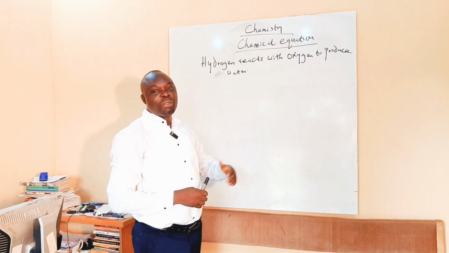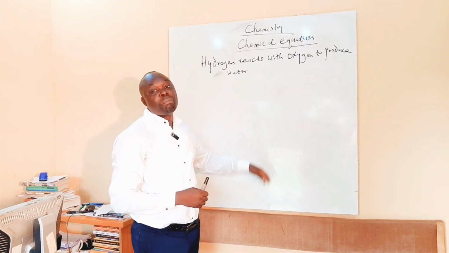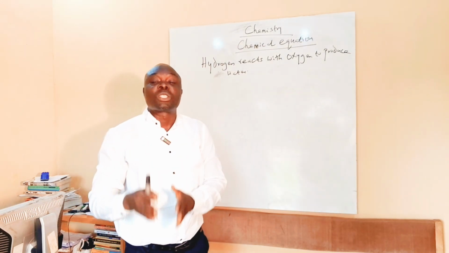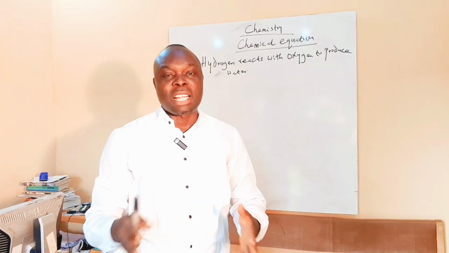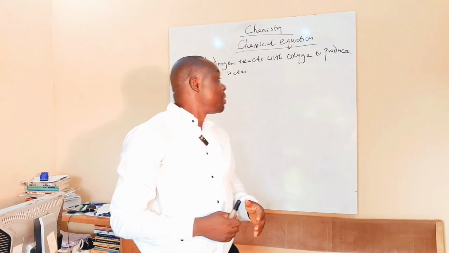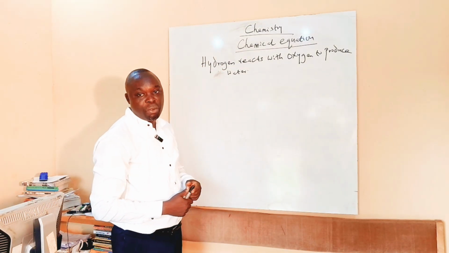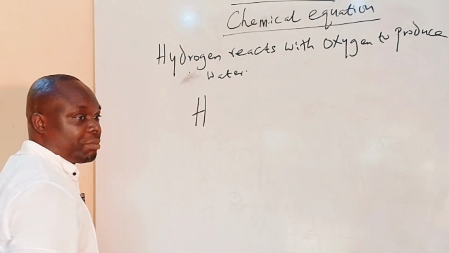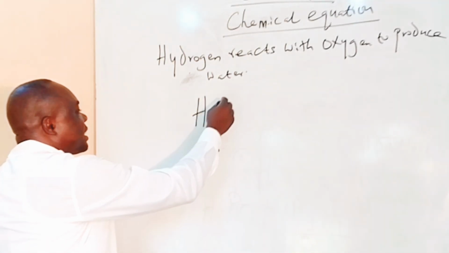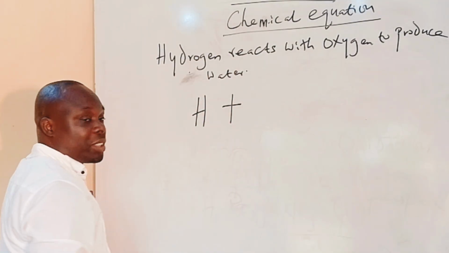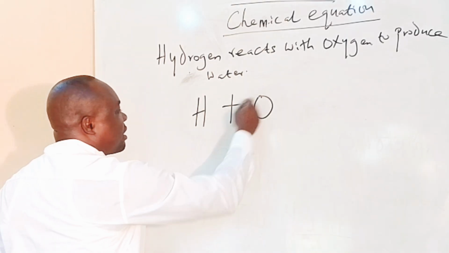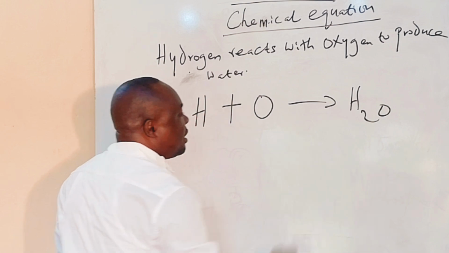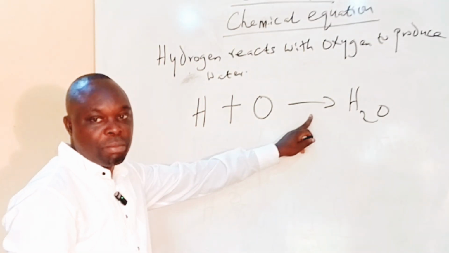Okay, we have to translate this into symbols because in chemistry, I told you we have what we call shorthands. This shorthand helps us to write things fast. So this hydrogen, I've told you, has a symbol. The symbol of hydrogen is H. Hydrogen reacts. React means plus oxygen to form water. This arrow means to form.